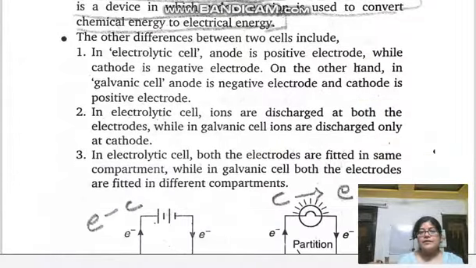The other differences between the two cells include that in the electrolytic cell, the anode is the positive electrode, while the cathode is negative. In the electrolytic cell, A for anode, it is always positive and the cathode is negative. But in the galvanic cell, it is opposite. The anode is negative and the cathode is positive. Clear? So the functioning of the electrolytic cell and the galvanic cell is totally reverse of each other.